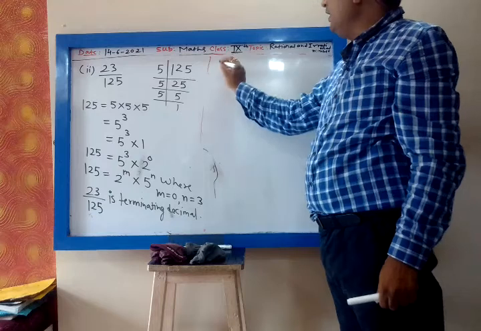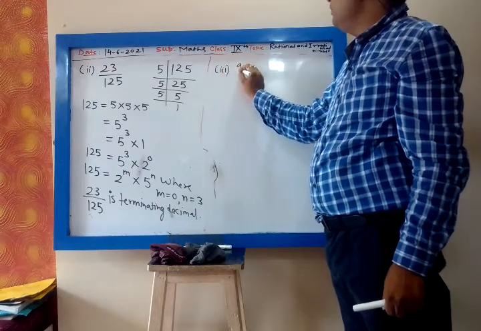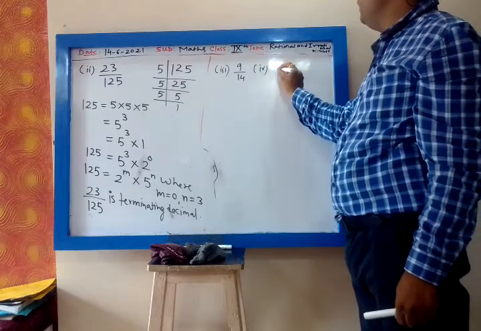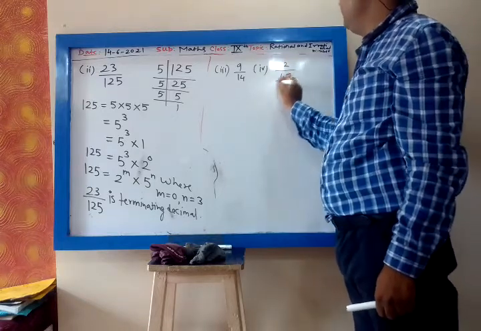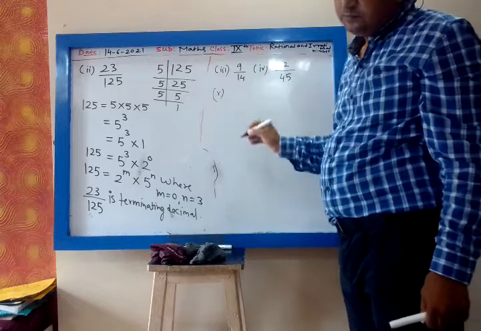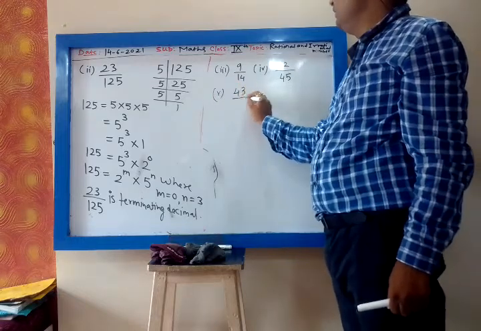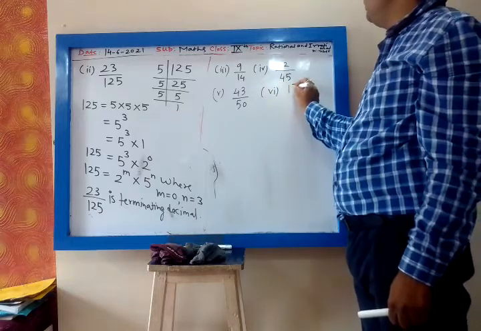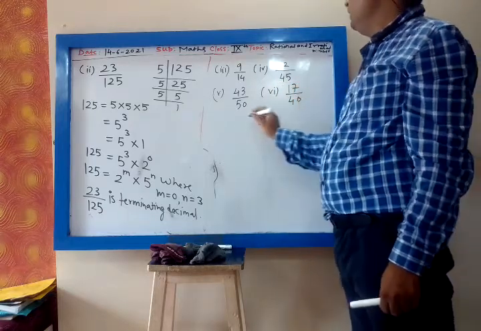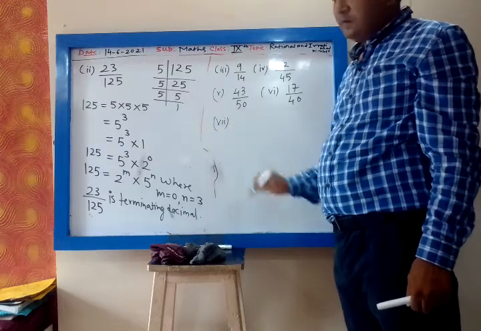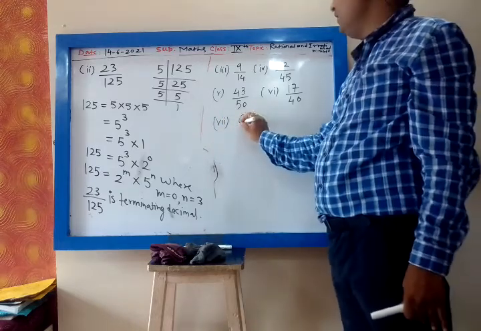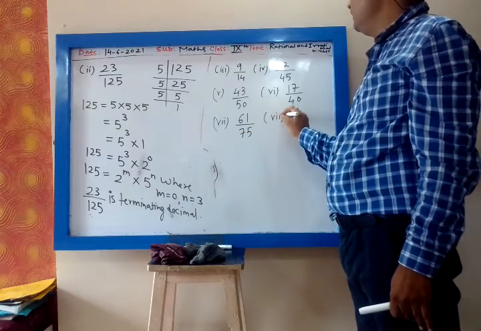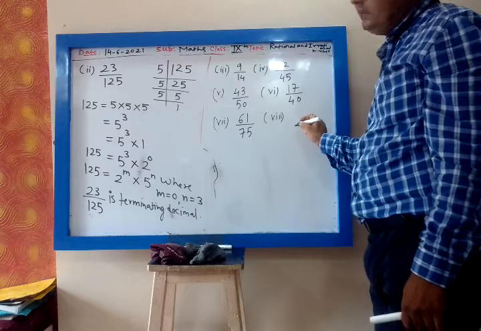Now third is 9 upon 14. Fourth is 32 upon 45. Then fifth is 43 upon 50. Then sixth is 17 upon 40. Then seventh is 61 upon 75. Then eighth is 123 upon 250.